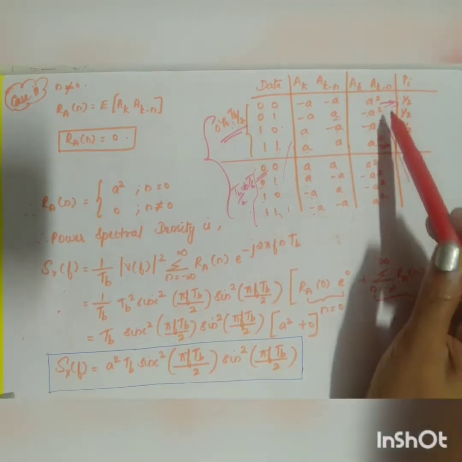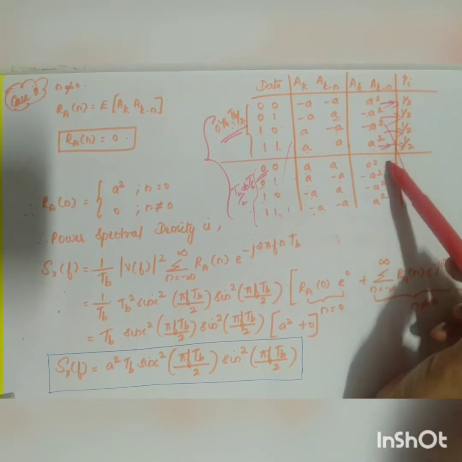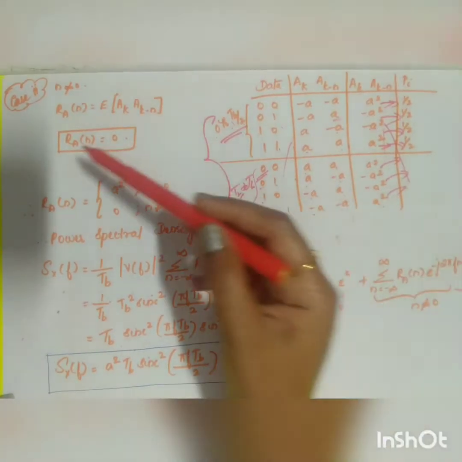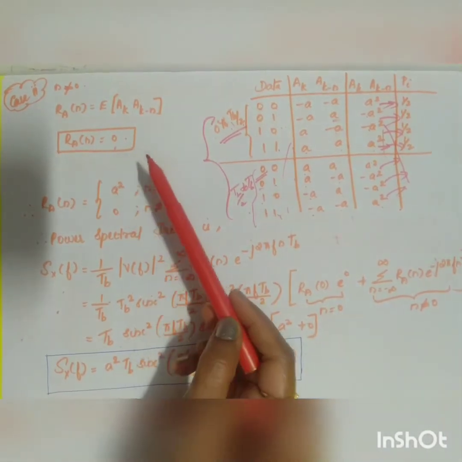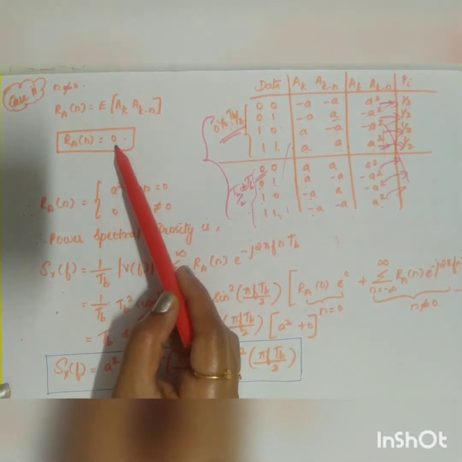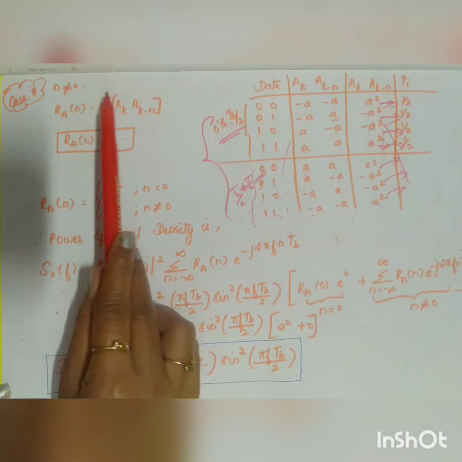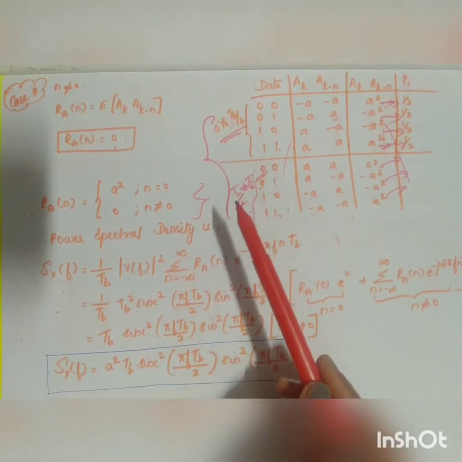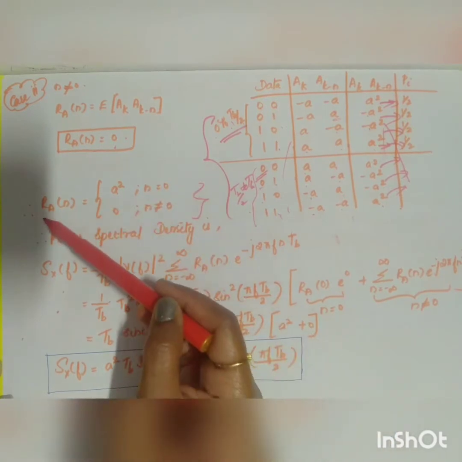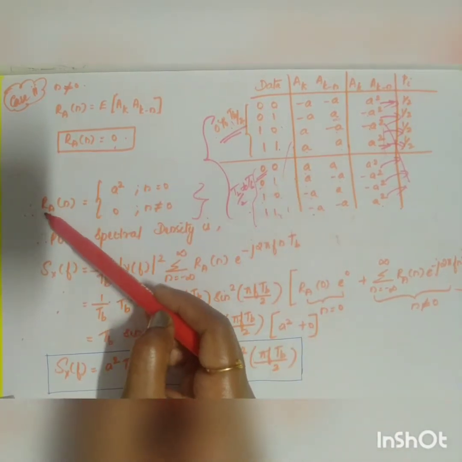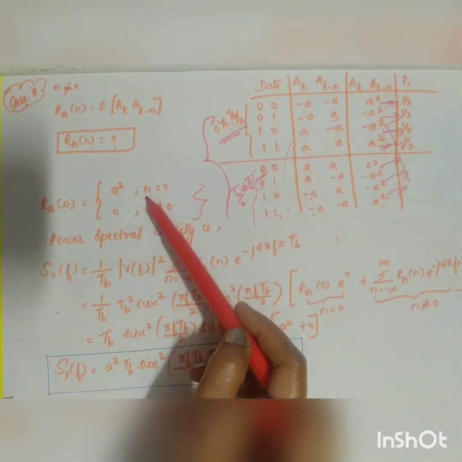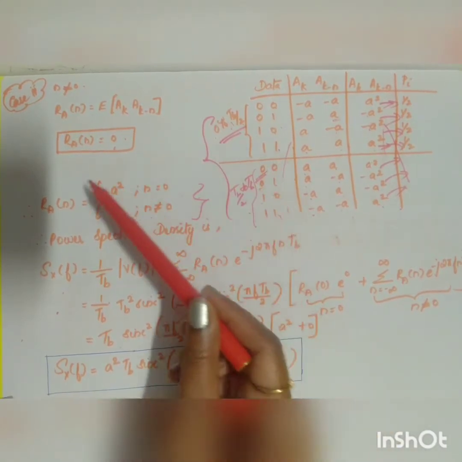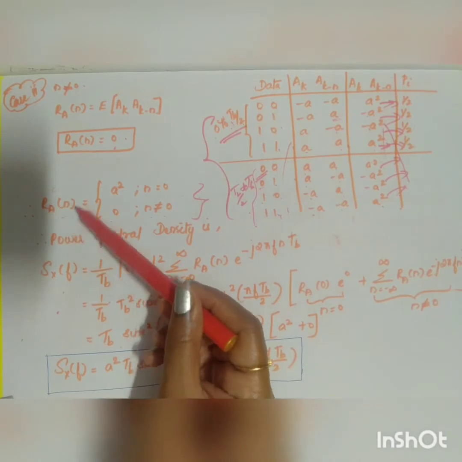So ultimately what will you get? When you multiply it with the equal probability, right? Everything will be cancelled off. Your value will be equal to 0. So R_A(n) is equal to 0 for n not equal to 0. This is ultimately looking similar to that of your polar non-return to 0 form. So this is one more clue. R_A(n) is equal to a square for n equal to 0 and 0 for n not equal to 0. You have got the value for R_A(n).